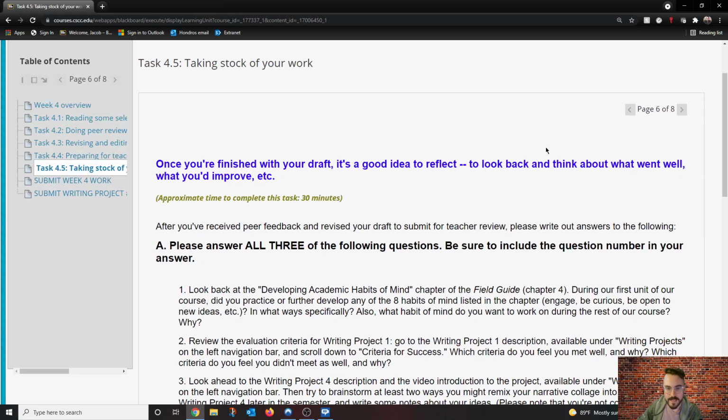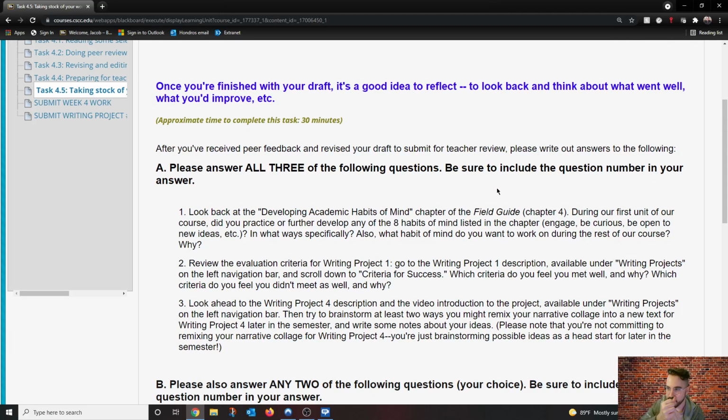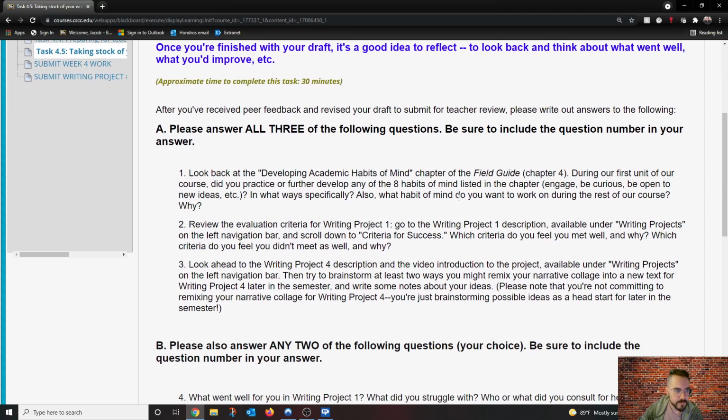Task 4.5 is taking stock of your work. Once you're finished with your draft, it's a good idea to reflect, to look back and think about what went well and what you would improve on. There's a tendency in students to just write the paper and then never think about it again, but that's not really how good writing happens. It's not how people become better writers and learn from their experiences. So it's helpful, once you've finished writing a draft, to pause, think about what you struggled with, think about what went well, think about what you would do differently if you had another opportunity.